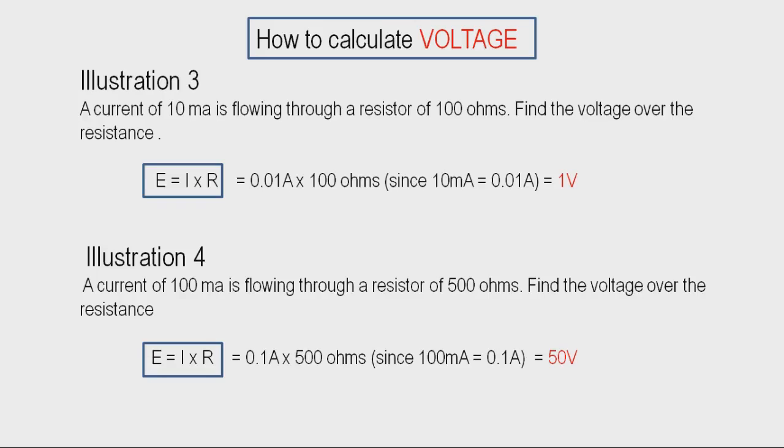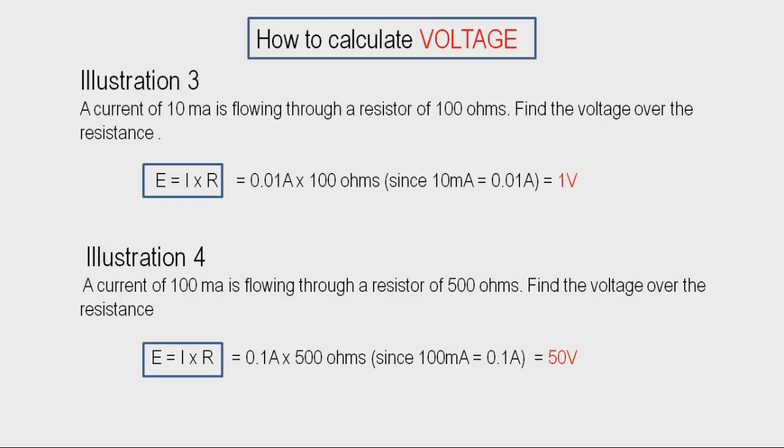1 volt. Illustration 4. A current of 100 milliamperes is flowing through a resistor of 500 ohms. Find the voltage over the resistance. E is equal to I into R. 100 milliamps is 0.1 ampere multiplied by 500. That gives us 550 volts.